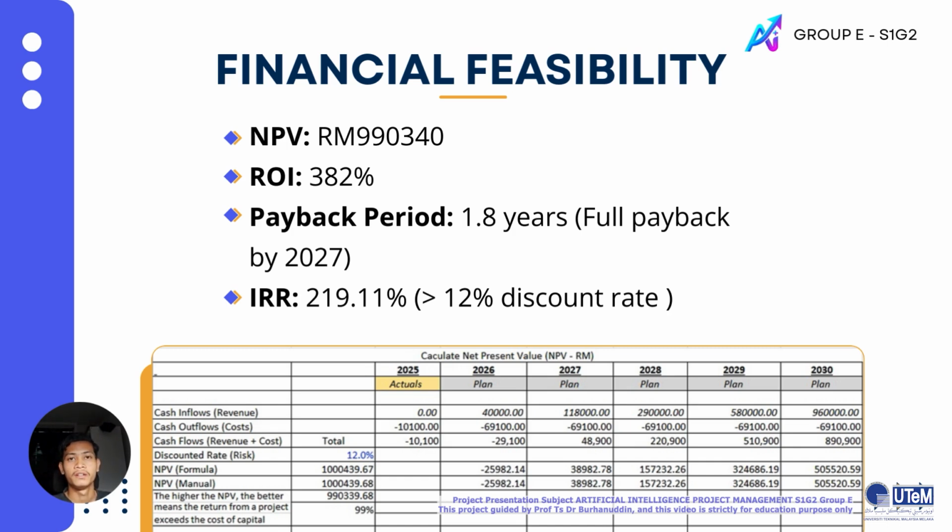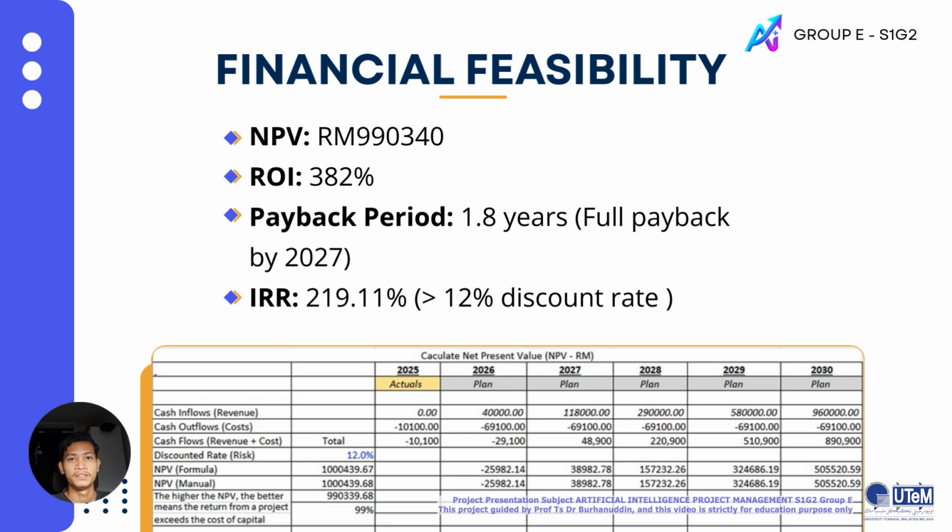Most significantly, our IRR, or internal rate of return, is 219.11%, which exceeds our required 12% discount rate by over 18 times. The IRR represents the discount rate at which NPV equals 0. So at 219.11%, this confirms the project generates a return substantially over the minimum required threshold.